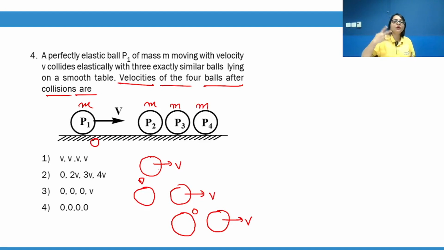So after all the possible collisions, the velocity of P1 is 0, the velocity of P2 is 0, the velocity of P3 is 0, and the velocity of P4 will be v. So the correct answer is 0, 0, 0, comma v. So option 3 is correct.